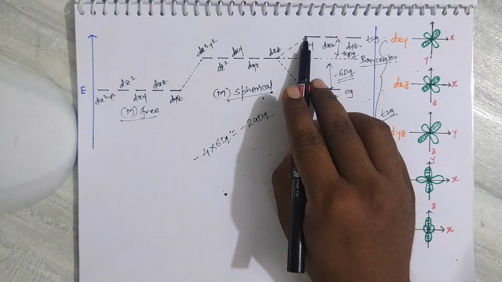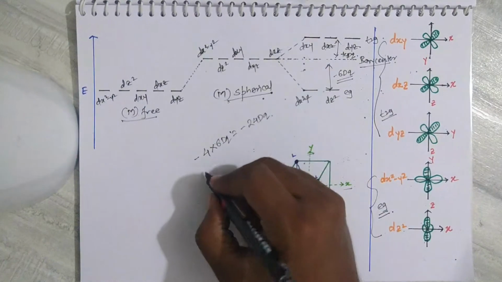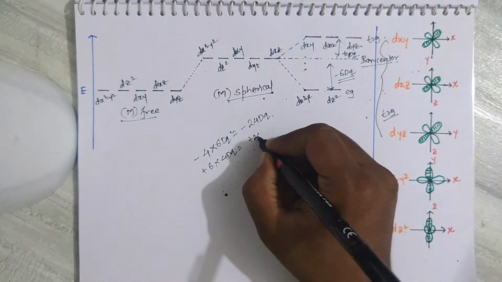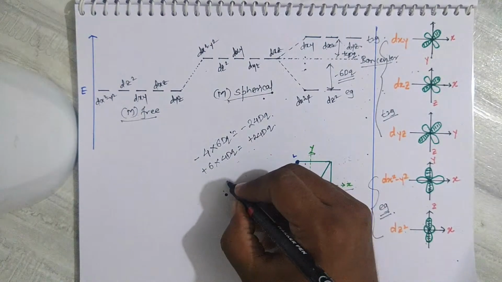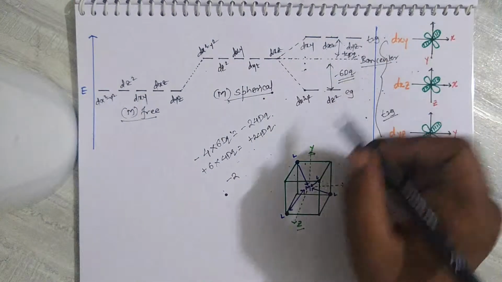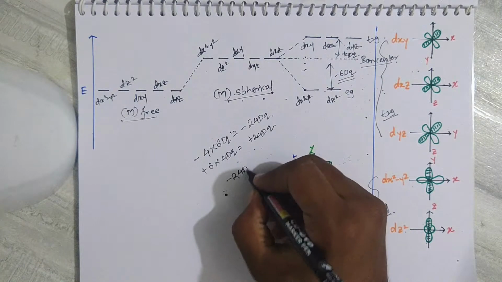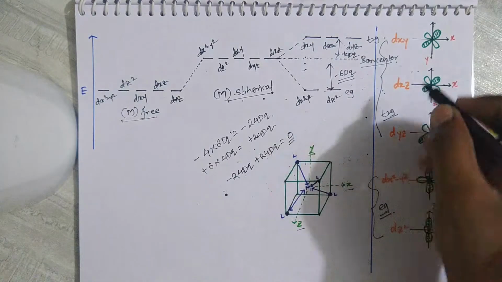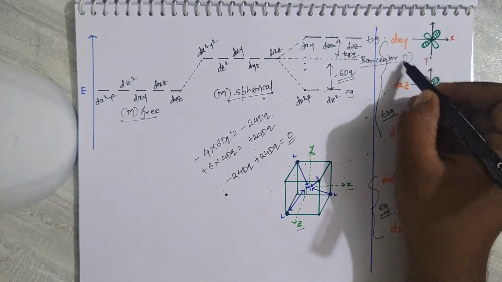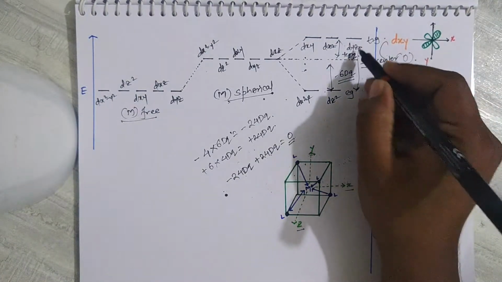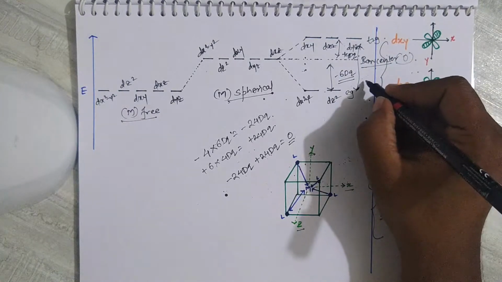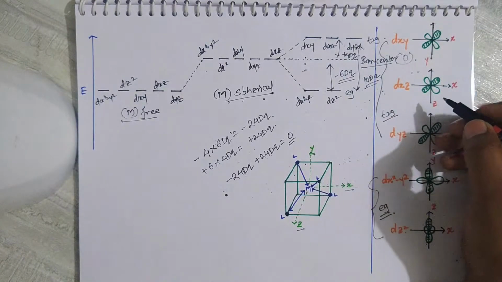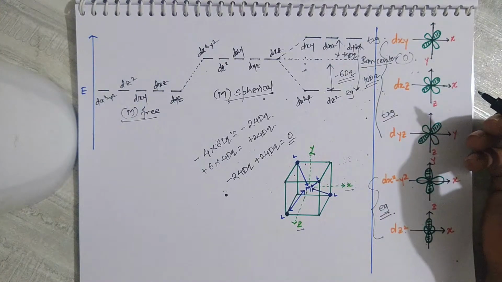How many electrons can you put over here? 1, 2, 3, 4, 5, 6. So 6 into plus 4 Dq, which makes it plus 24 Dq. So if you do the complete addition when all the orbitals have the electrons occupied, minus 24 Dq plus 24 Dq will make it 0. So your barycenter will be the zero center. This energy gap is the complete energy gap, which is basically your 10 Dq value, which is your crystal field stabilization energy.